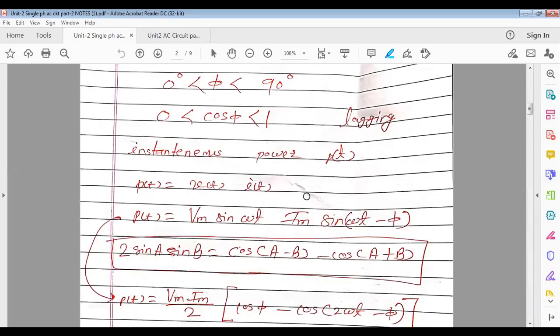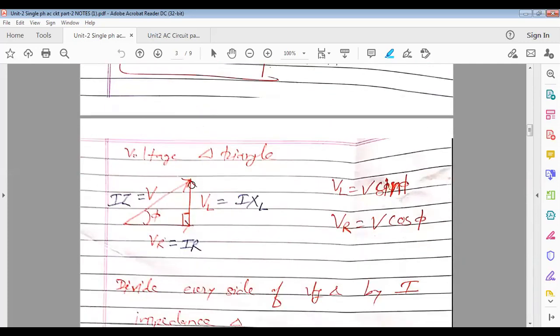See, if you divide the voltage triangle by current, you will get the impedance triangle. Now this voltage triangle, you multiply it by current, and you will get the power triangle. Got the thing? Yes, ma'am. So if you multiply by current, what will you get along the diagonal? I'll get V into I. Along this, I'll get VR into I. Along this, VL into I. Isn't it?